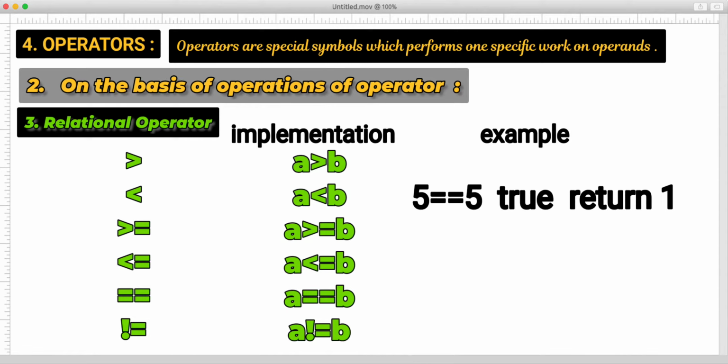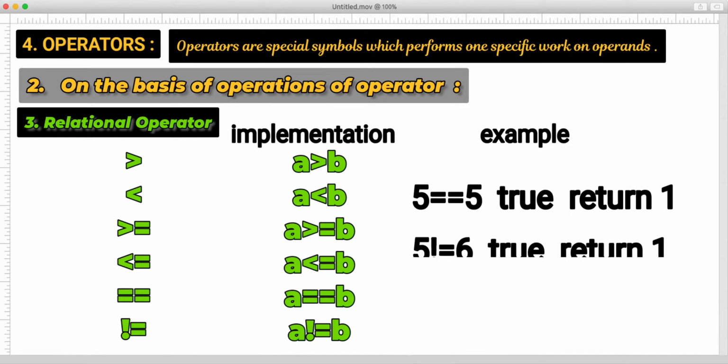For example, here we write 5 equivalent 5, so here 5 is equal to 5, so it will return 1 as it is true. And similarly, the not equal operator checks whether the values are not equal. If they are not equal, then it gives true, that is 1, to the compiler, and if it is false, that is if the values are equal, then it will give out 0 to the compiler.